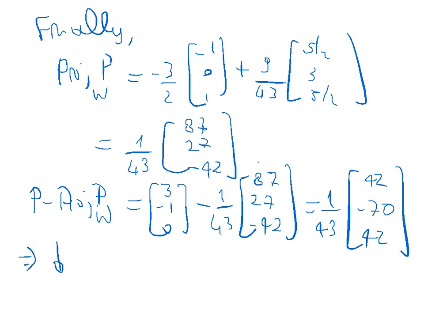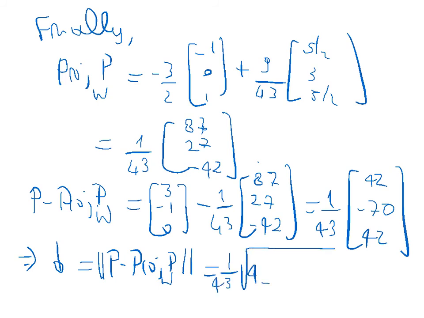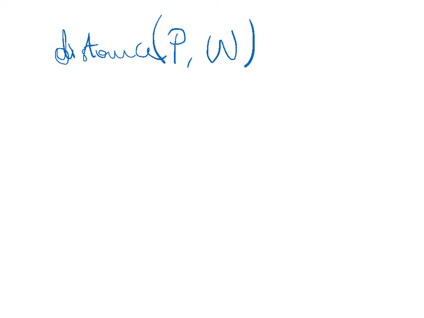Finally, the distance d that we're seeking is given by the length of the vector P minus the projection of P onto W, which is equal, by definition, to 1 over 43 times the square root of 42 squared plus negative 70 squared plus 42 squared. And this number is going to be equal to 14 divided by the square root of 43. Excellent. So we now have an answer. What is the distance between the point P and the plane W?